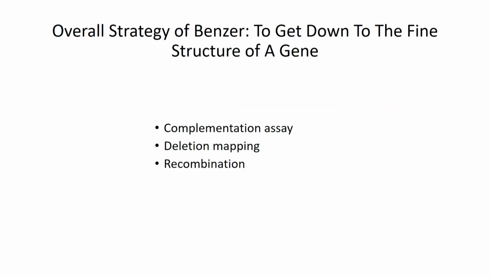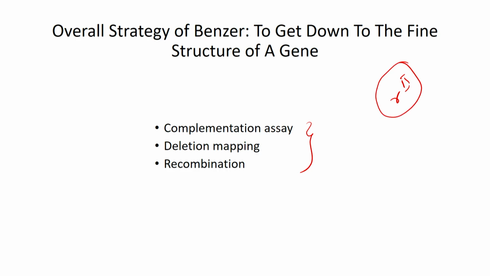So overall, there were three strategies that Benzer used to map the R2 locus with the 20,000 mutants that he had. Just for one locus he had so many different mutants, and he was trying to understand the fine structure of this locus. So he used complementation assay, deletion mapping and recombination. I will go to each of them one by one.